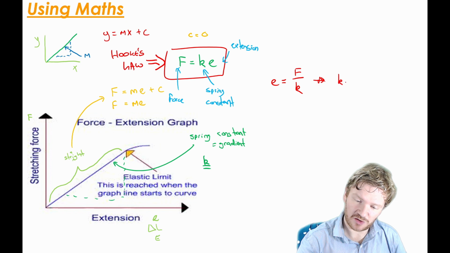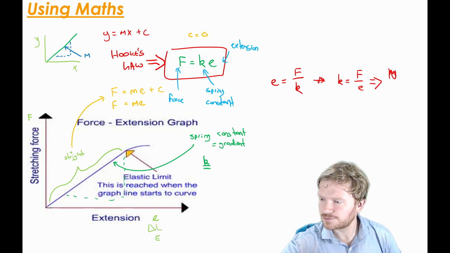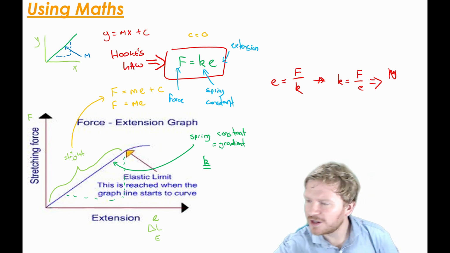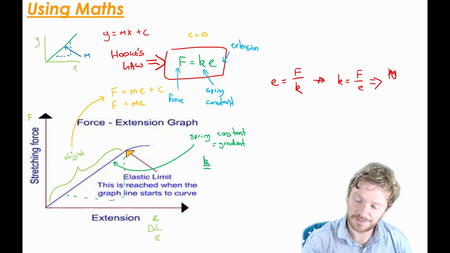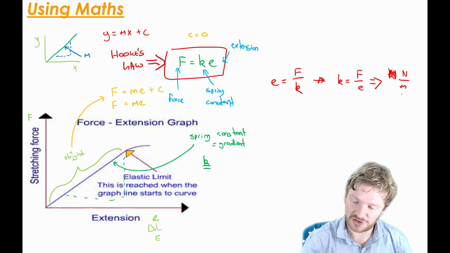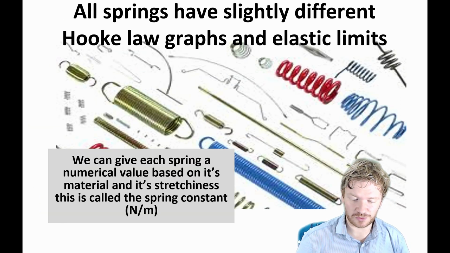I can also say that spring constant K is equal to force divided by extension. Force has the units of newtons, and I'm dividing it by something that has the units meters, because I'm doing an extension in meters. So K has the units newtons per meter. That's going to be important for later.